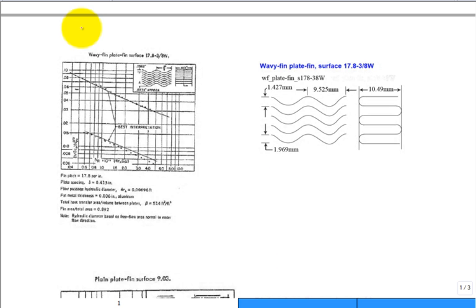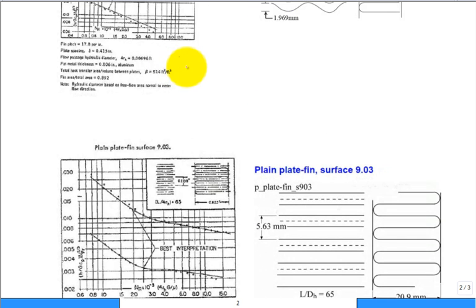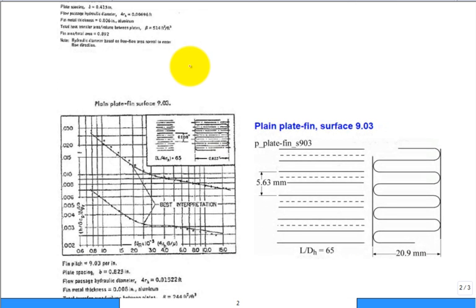It zooms in. What this illustration here does is it zooms in here, so it helps you see it. And then this is for that surface 9.03, and they're zooming in right in here for the detail.